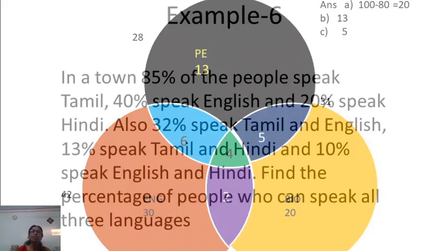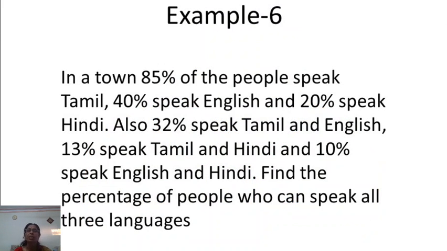Okay. Then the next and last question, example number 6. In a town, 85% of the people speak Tamil, 40% speak English and 20% speak Hindi. Also 32% speak Tamil and English, 13% speak Tamil and Hindi, and 10% speak English and Hindi. Find the percentage of people who can speak all three languages.